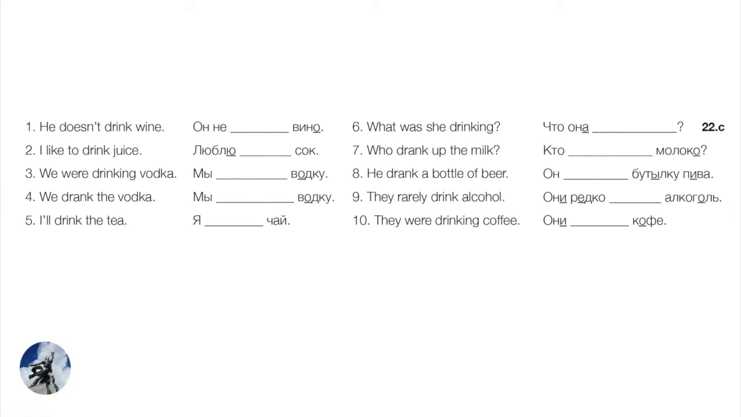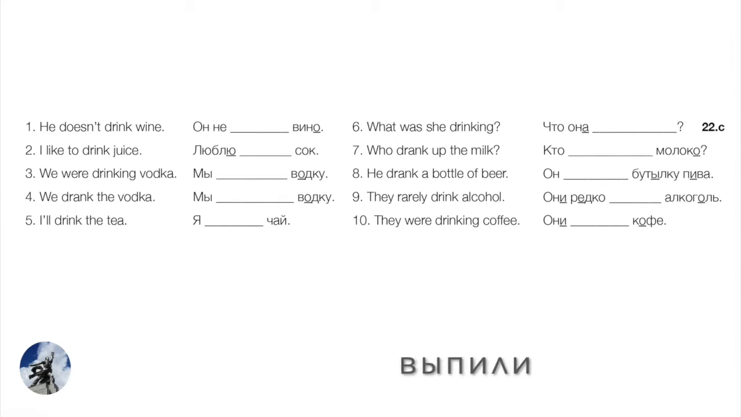Number three, we were drinking vodka. Okay, past progressive, right, in English, past continuous tense. It's an ongoing action, so we'd say мы пили водку. We were drinking it. We were in the process of drinking it. Number four, we drank the vodka. Okay, simple past tense sounds like we drank it all up. It's a completed action. So we'd say мы выпили водку.